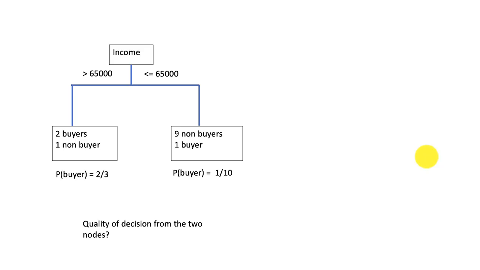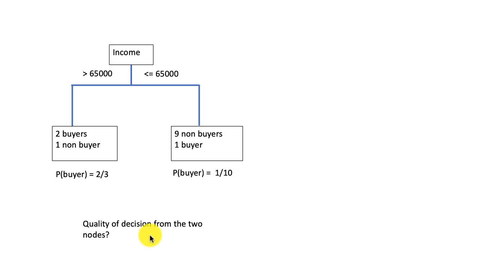Now let's consider that this is a tree, and we'll talk about why we call it a tree. There are 2 nodes. You're given a person and you're given their income. Now you can use this model to figure out whether the person is going to be a buyer or not by running them through this decision tree. If the income is greater than 65,000, they end up here, and we say the probability of them being a buyer is 2/3. And if they end up here, then the probability of them being a buyer is 1/10 or 0.1.